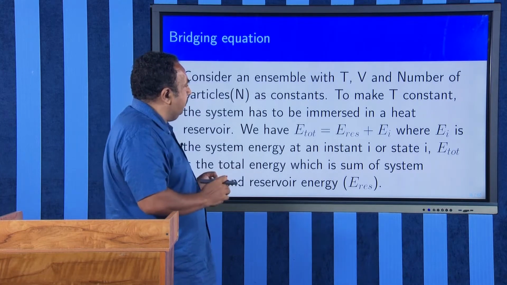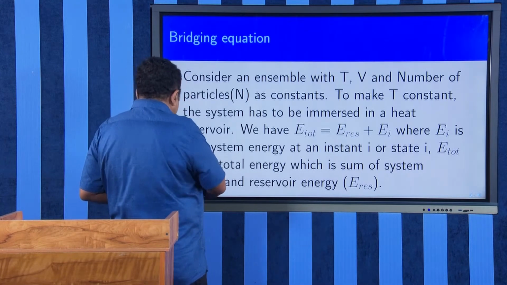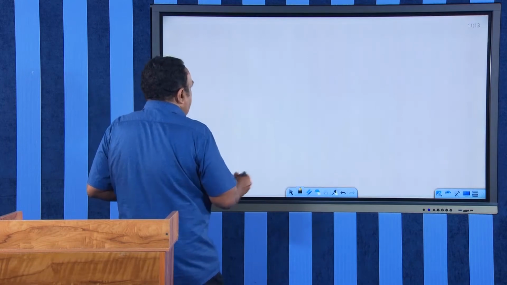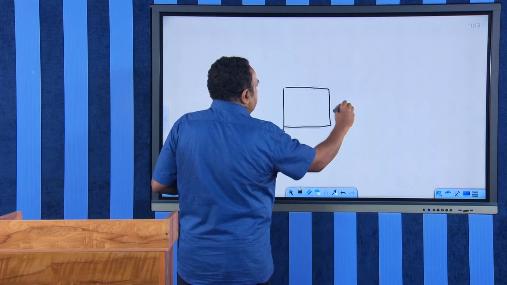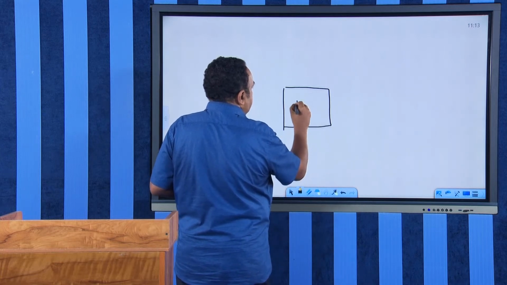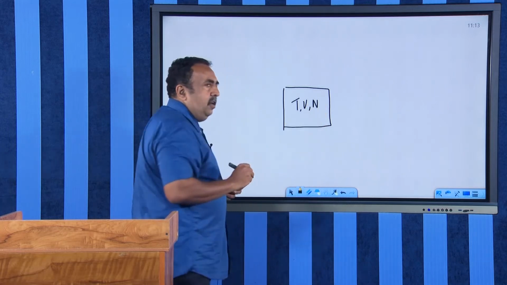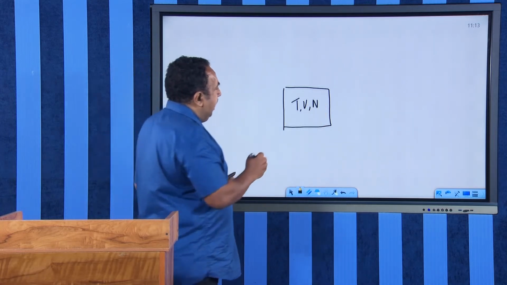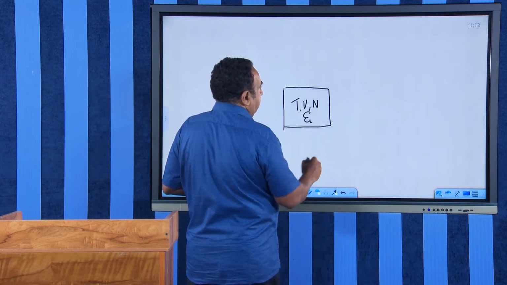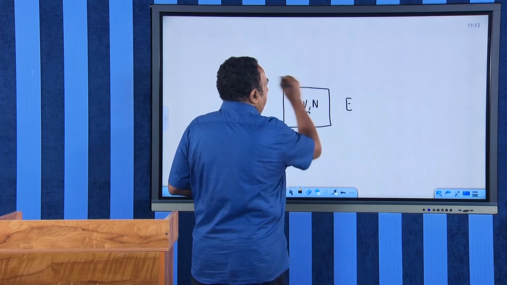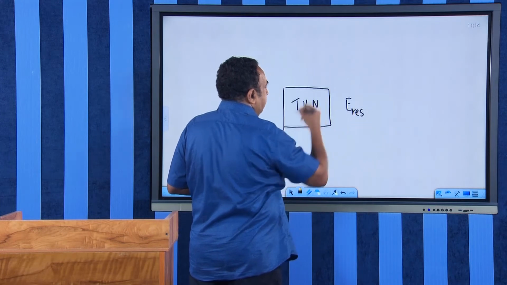Therefore, the total energy will be represented by E total. That means you have a system which can exchange energy with the surroundings, and we will be fixing the temperature, volume and number of particles of the system. We will consider the system energy as EI, and the system is surrounded by a reservoir, whose energy we will consider as E reservoir.